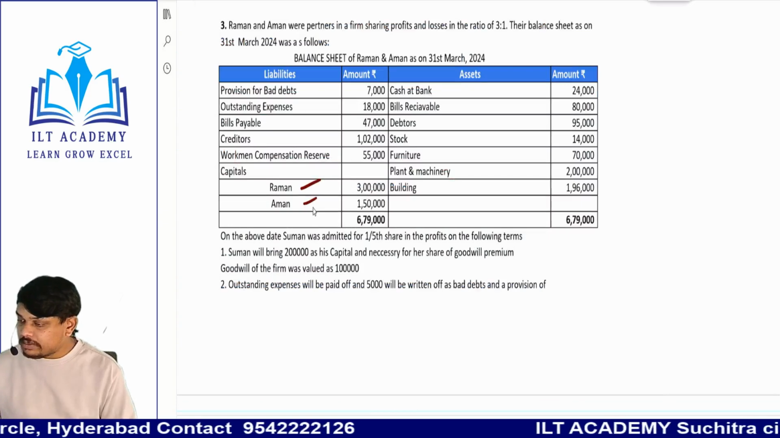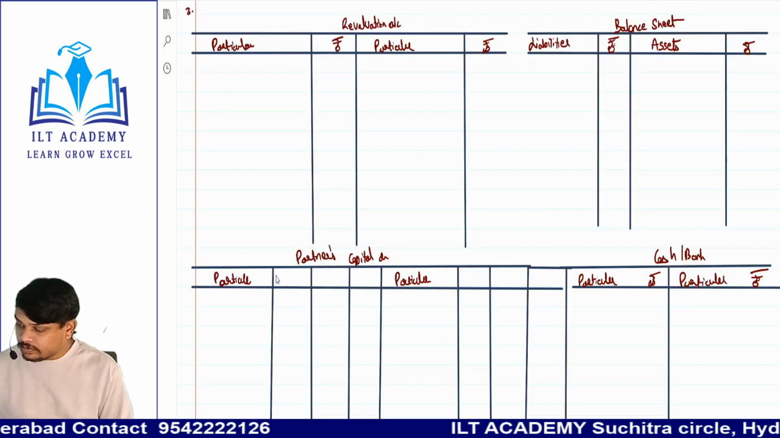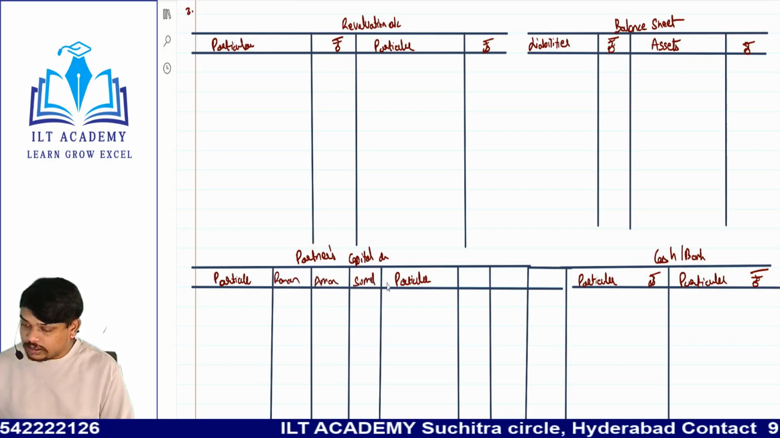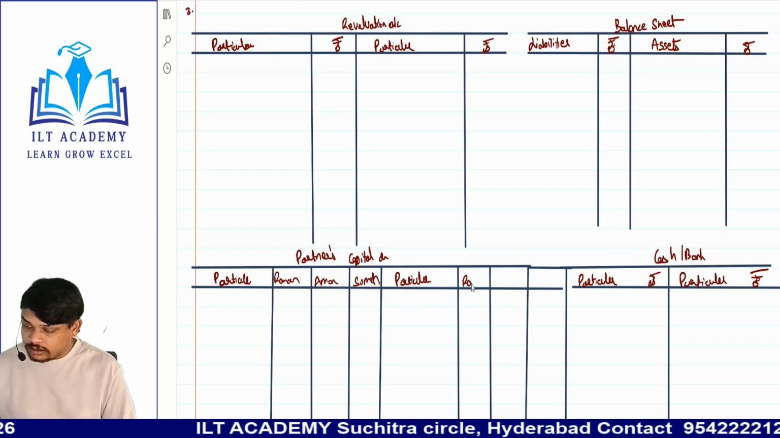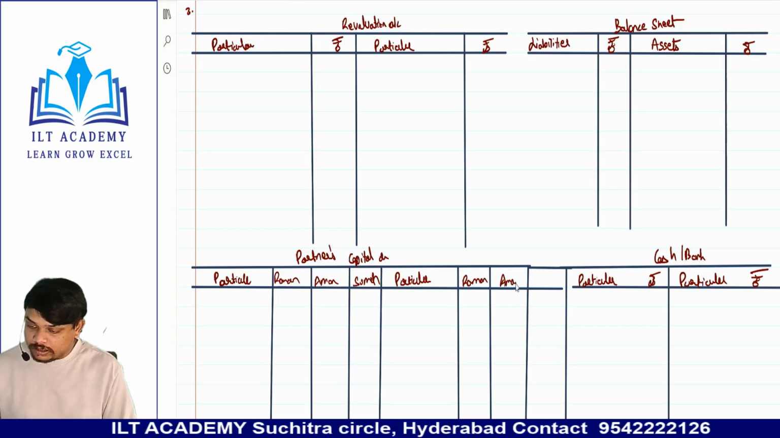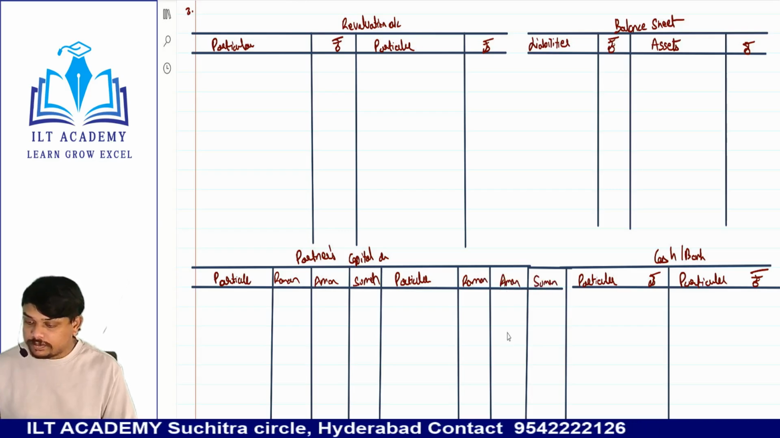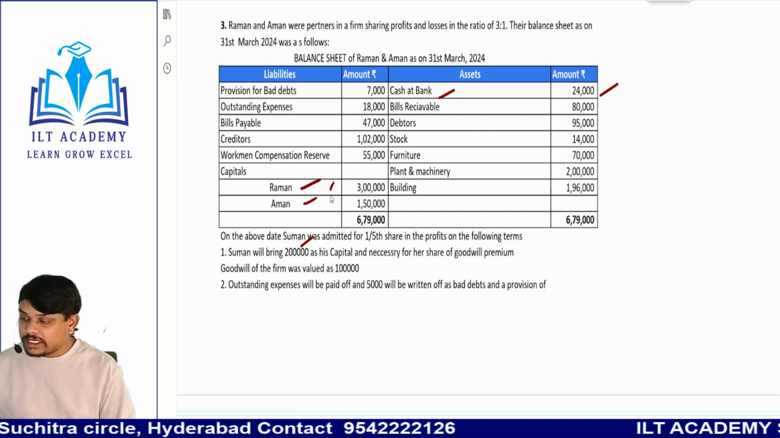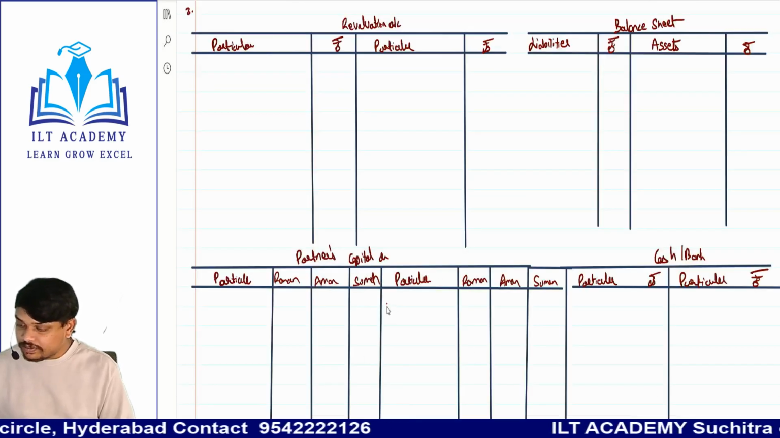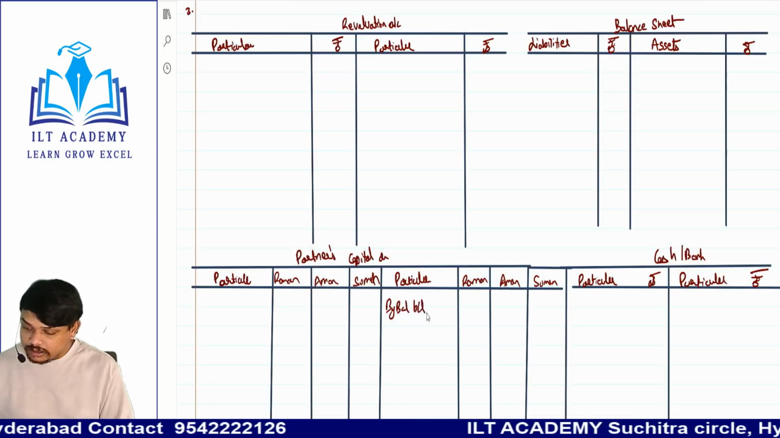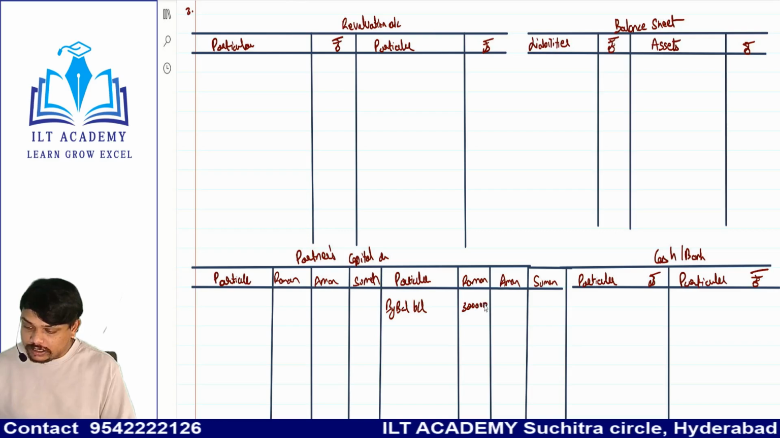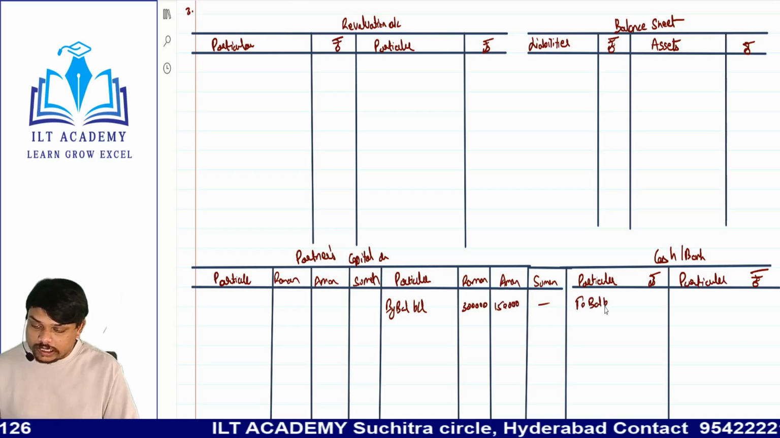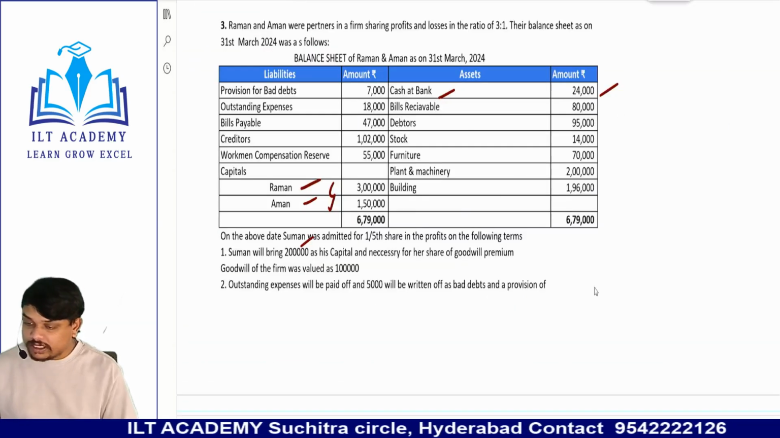The partners are Raman and Aman. Cash at bank only one. Now our basic step is to record capital account balances, 3 lakhs and 1 lakh 50,000. So by balance brought down 3 lakhs and 1 lakh 50,000. To balance brought down, cash at bank is 24,000.